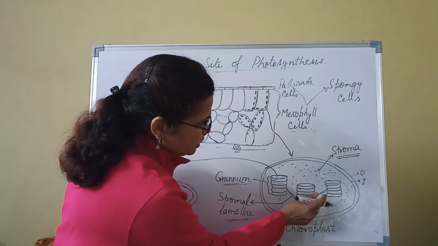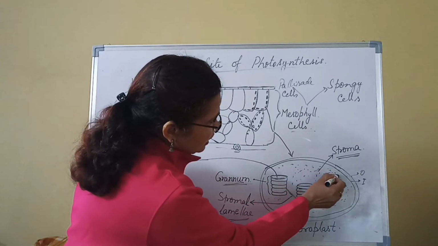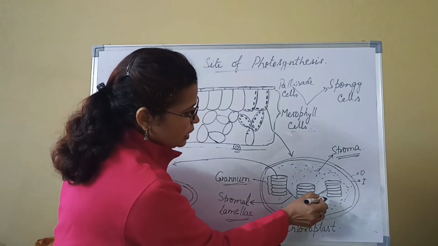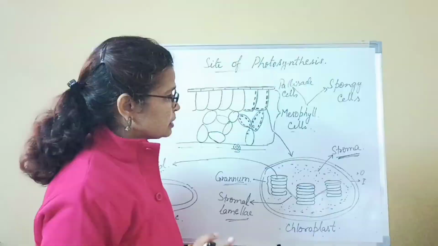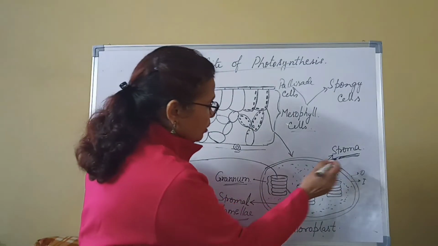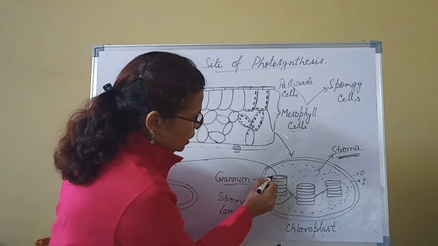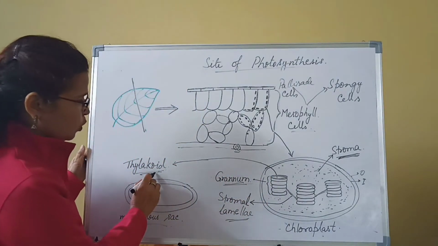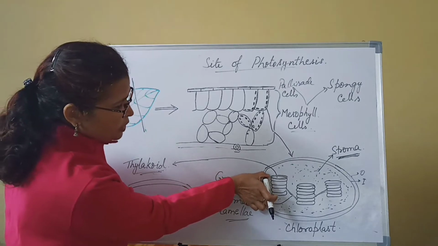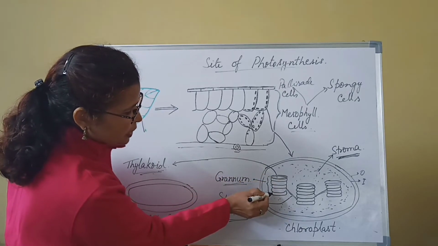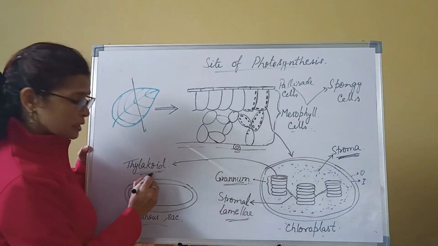Stromal lamellae connect the different grana together, and then the space which is filled with the fluid is called the stroma, where the enzymatic action takes place. If we see one sac, suppose this is one sac, it is called thylakoid. So granum is a collection of thylakoids. If the sacs are piled up, it is called granum. And one sac is called thylakoid.